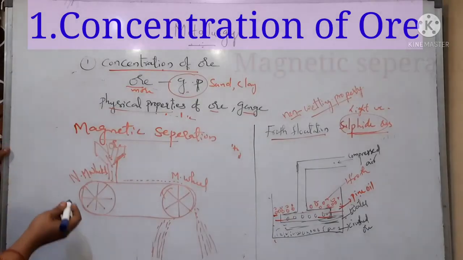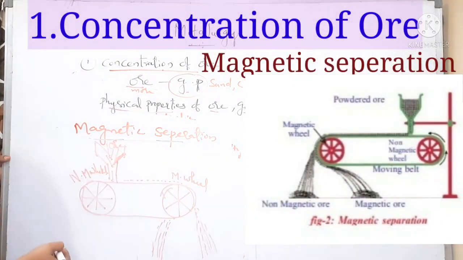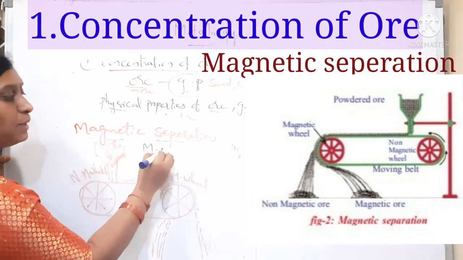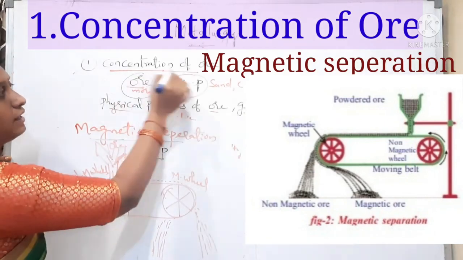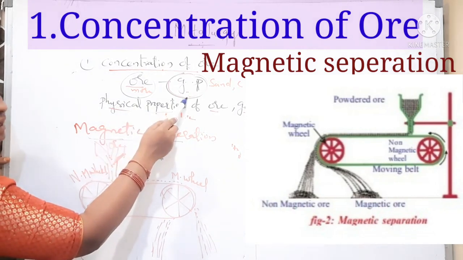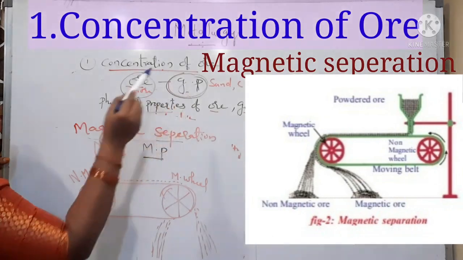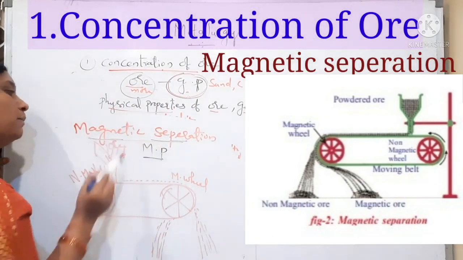The fourth method is magnetic separation. This magnetic separation is based on the magnetic properties of ore and gangue particles. If the ore is magnetic and gangue particles are non-magnetic, or if the ore is non-magnetic and gangue particles are magnetic, then we'll go for magnetic separation.